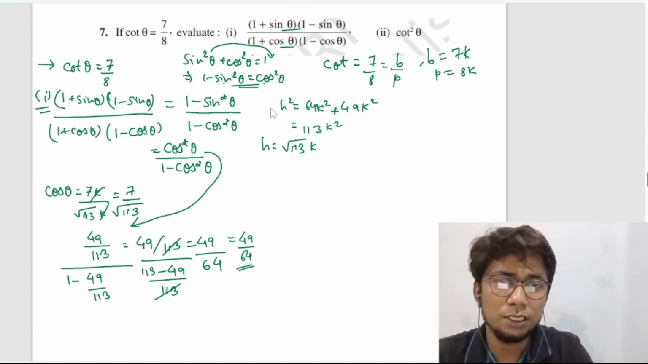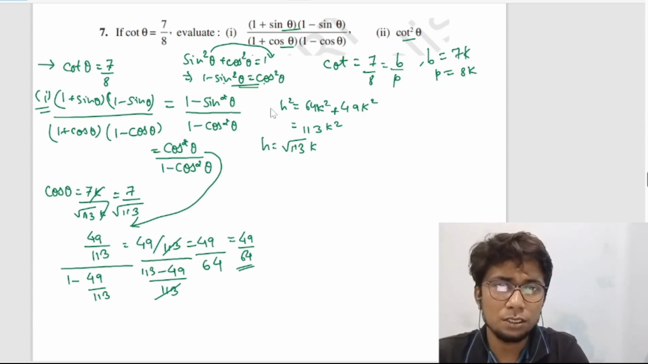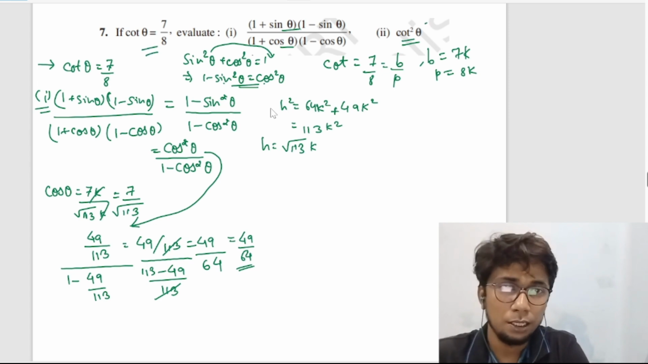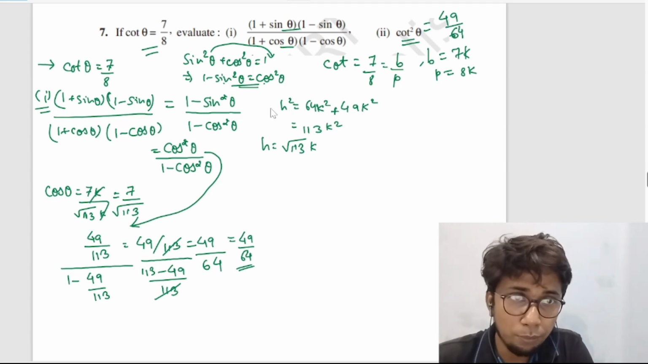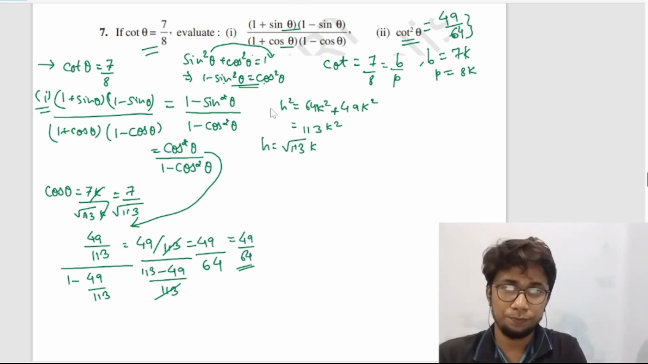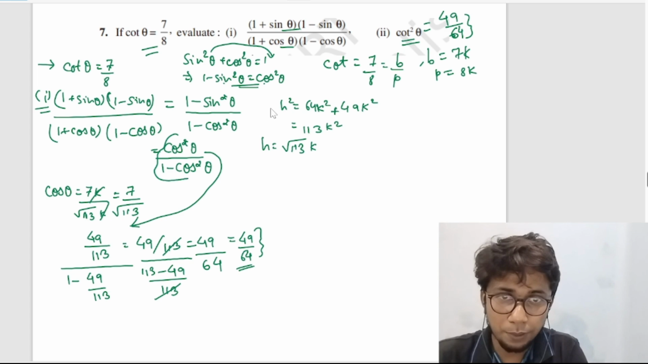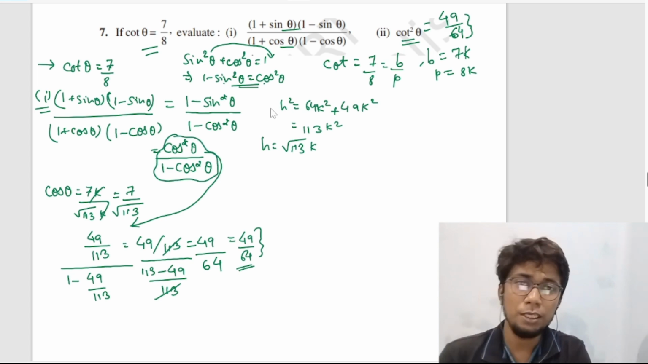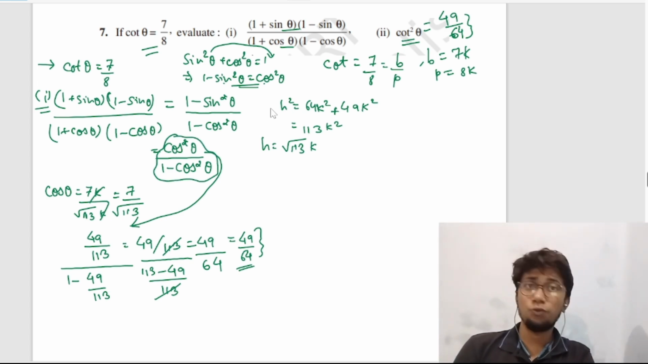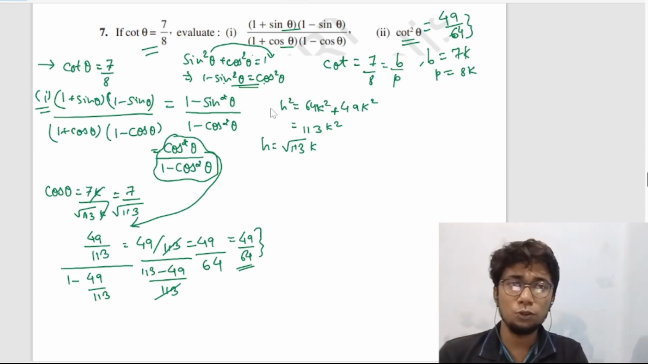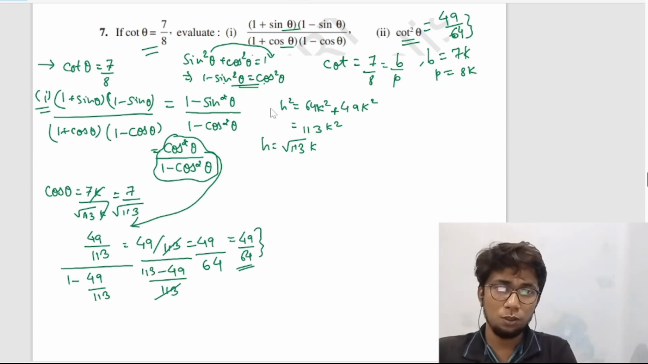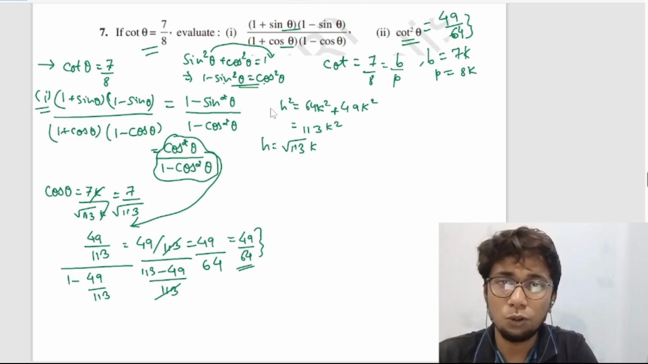Fine. And the next one is easy. Next one is simply cot square theta. You already have cot theta, so you'll just square it. This will give you 49 over 64. So you can see both of them are equal, right? That means this particular expression will be equal to cot square theta. Fine. So that is up to you. You can take it as homework.